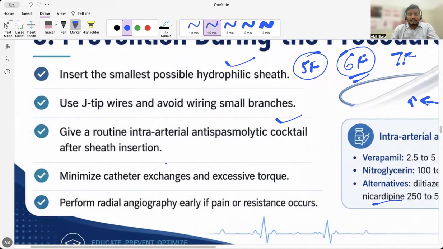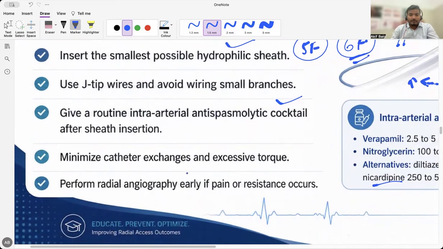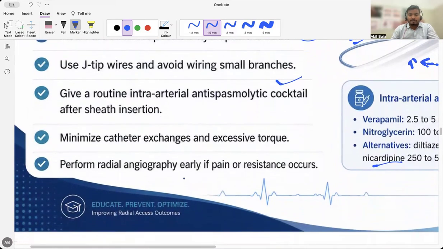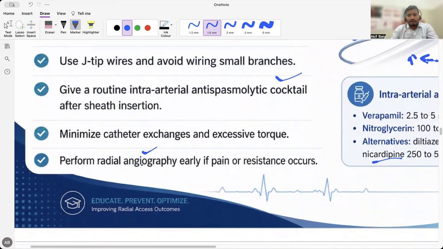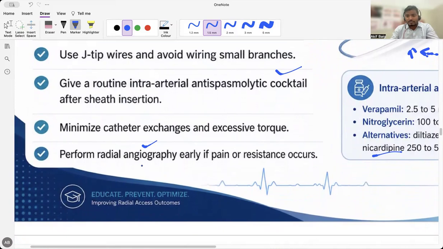Minimize catheter exchange. Always select a proper catheter and use that. If you keep exchanging the catheter, the chances of spasm will be even higher. And perform radial angiography early if there is pain. Suppose there is any resistance, do not try to push, or if there is pain also, always do a radial angiography. Give a small shot of contrast and check how the radial artery is, whether it is tortuous, or whether there is already spasm, or the caliber of the vessel is too small. So you can already find out with the diagnostic angiography only.